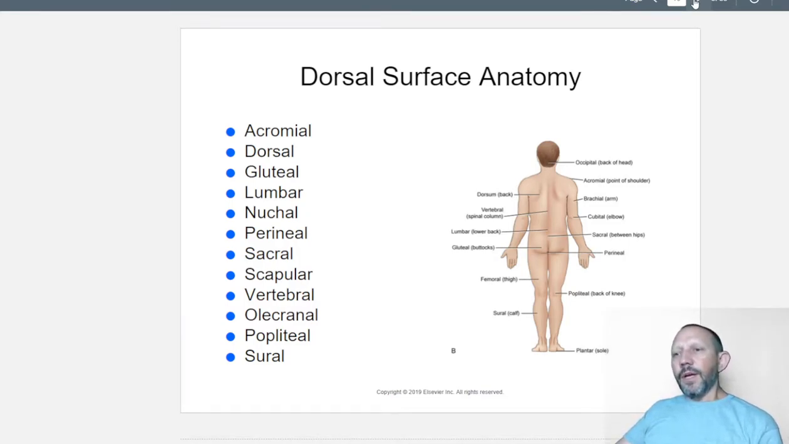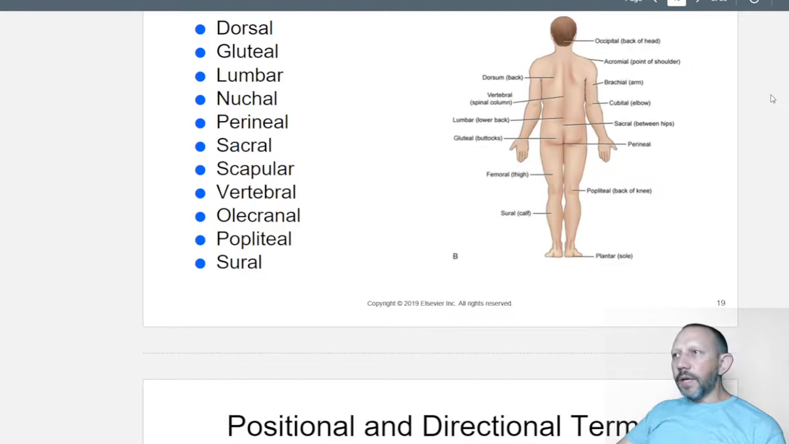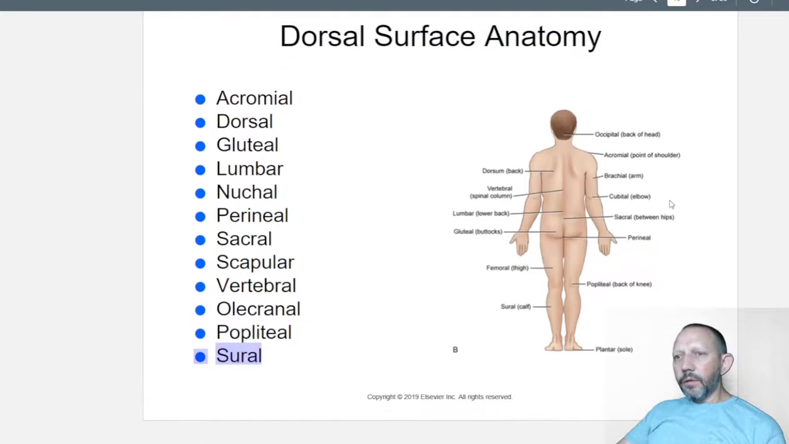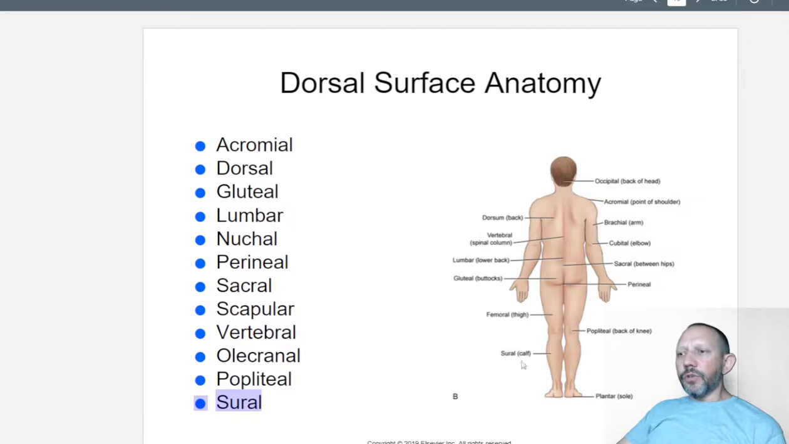Olecranon. Right there, that's your elbow, okay? It's the olecranon process right here. There's the olecranon fossa back in here. Popliteal has to do with the back of your knee. And then sural, right in through here, you could see maybe it says surly calf. Let me increase the size a little bit. Surly calf, that's the only way I could ever remember it. Surly calf's on the back.